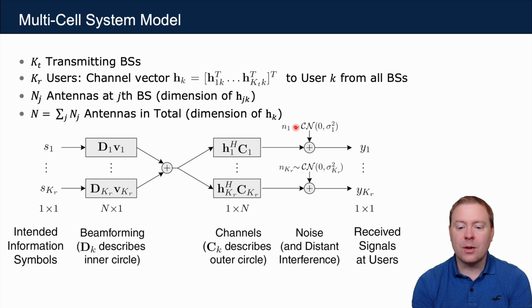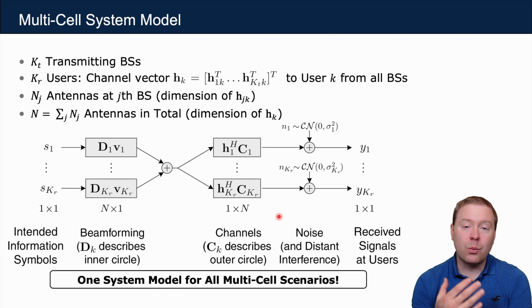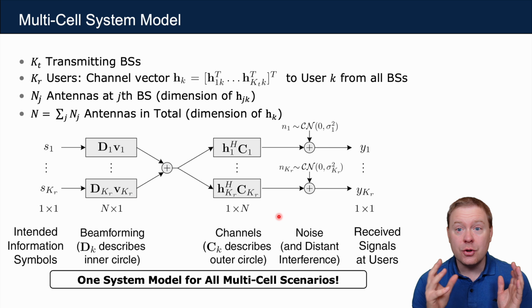And then we add noise in the receiver hardware, and that can also contain some small amount of interference that comes from the outer parts of the area that is not in the outer circle of any of the different base stations. And finally, we have some received signal, Y1 at user 1. And this goes on for all of the different users in the same structure. So we have one system model for all of the different multi-cell scenarios, which means that we can do our optimization for all of these different system models at the same time.